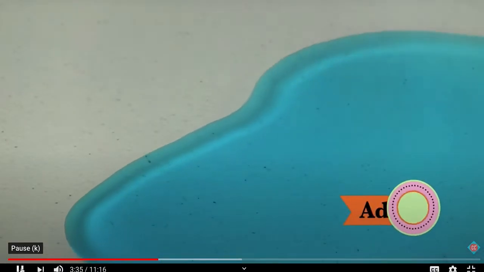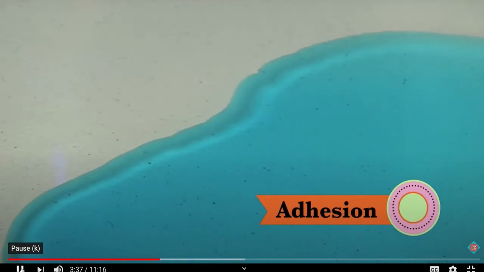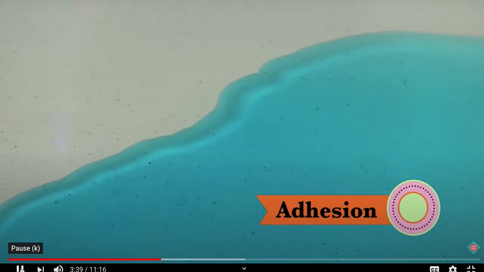Take glass, for example. This is called adhesion, and the water is spreading out here instead of beading up because the adhesive forces between the water and the glass are stronger than the cohesive forces of the individual water molecules in the bead of water.